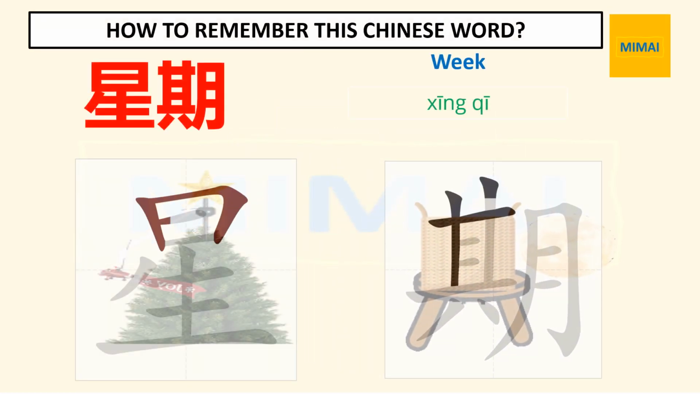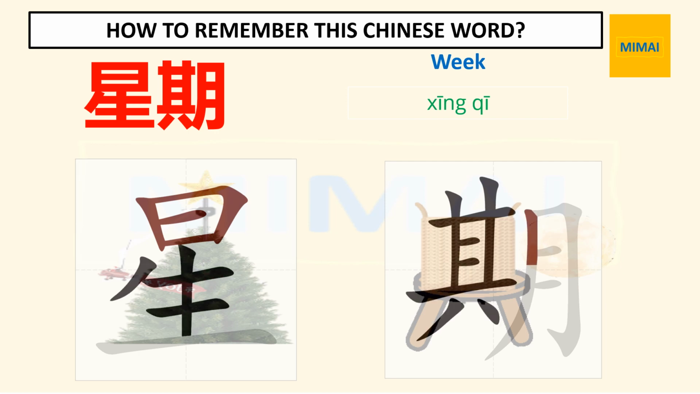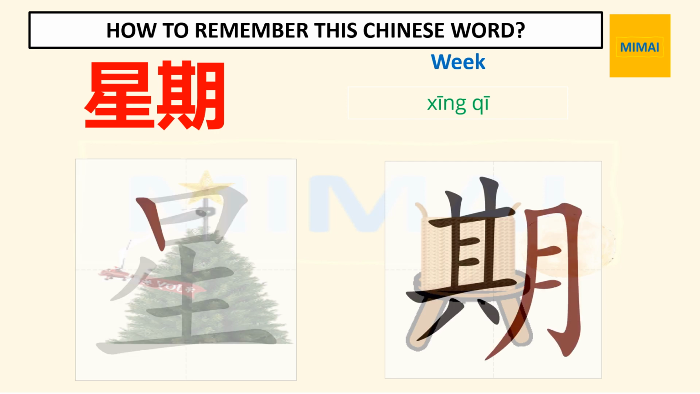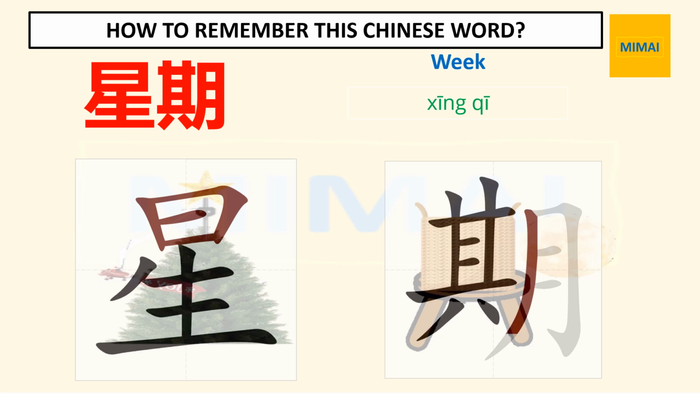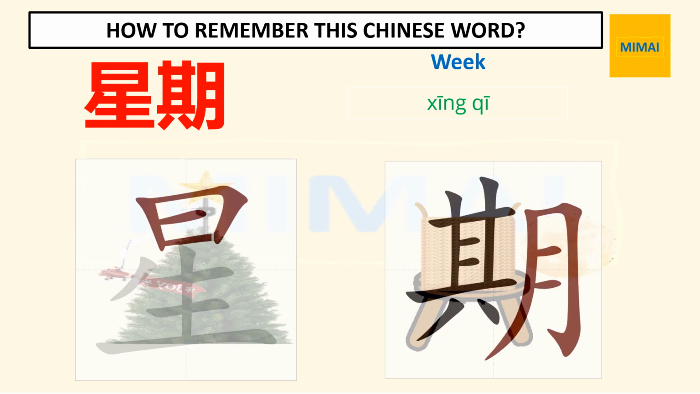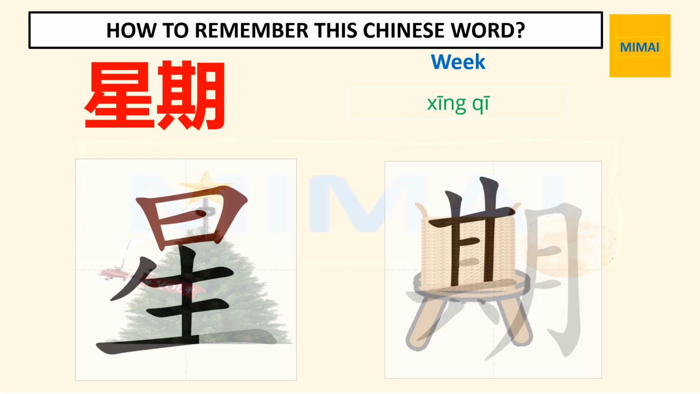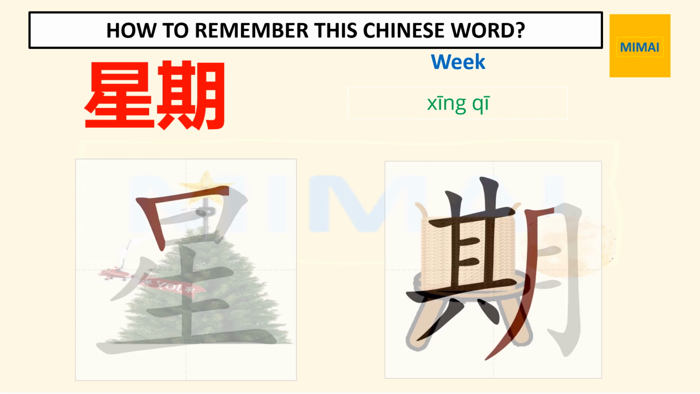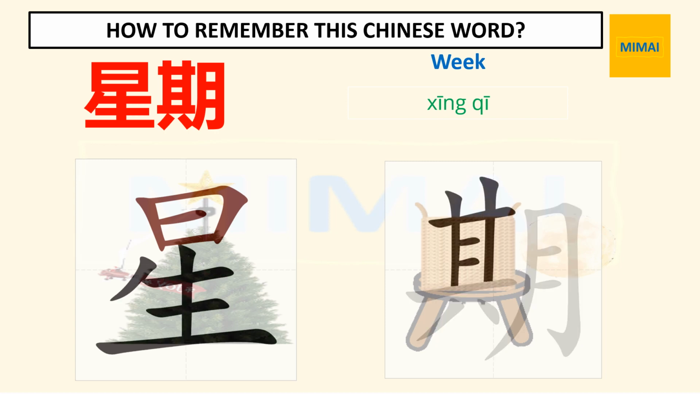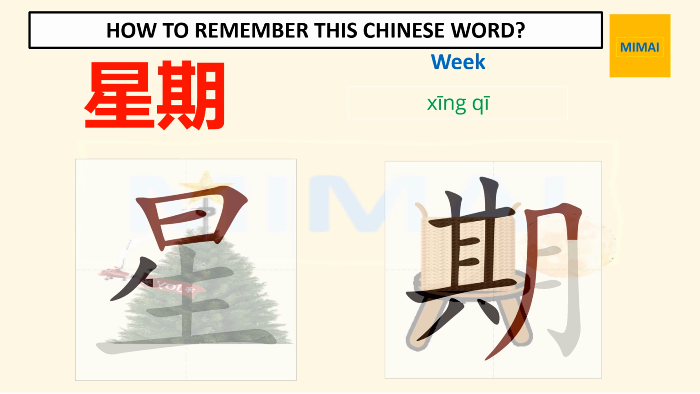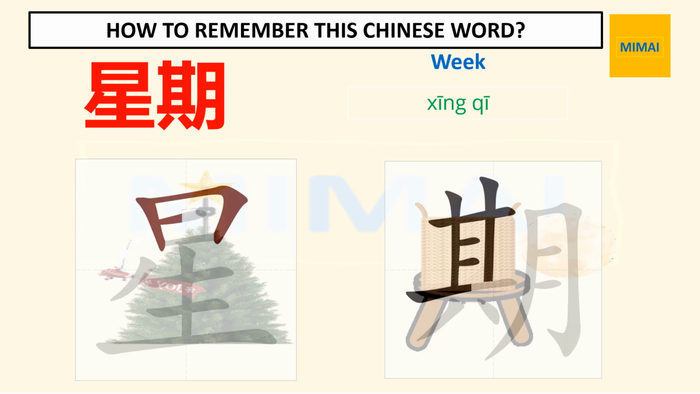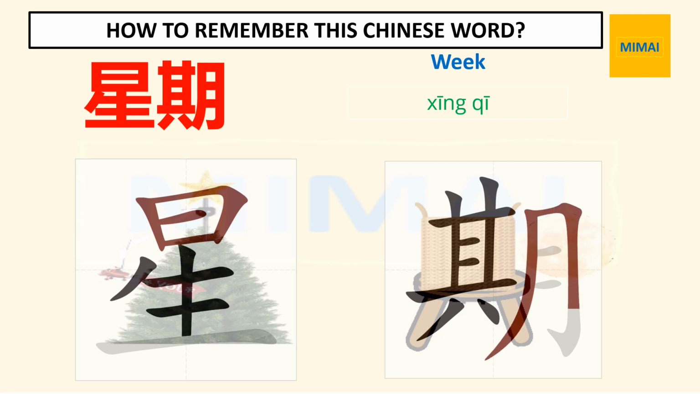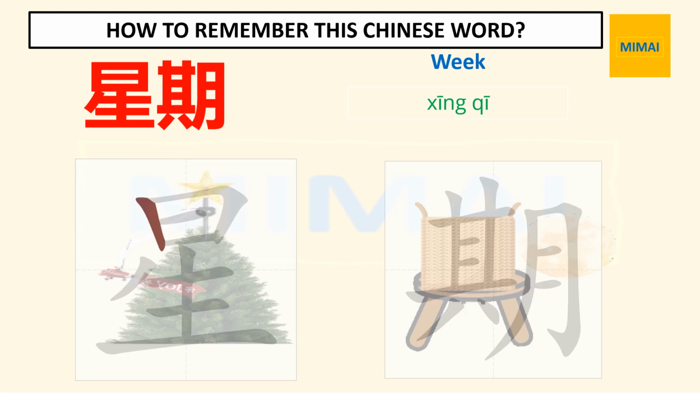We just study how to remember writing character of the Chinese word week. As we can see, in Chinese, the week is interpreted as a period of star. To remember this word, listen and write after that. Week. 星期. Week. 星期. Week. 星期.